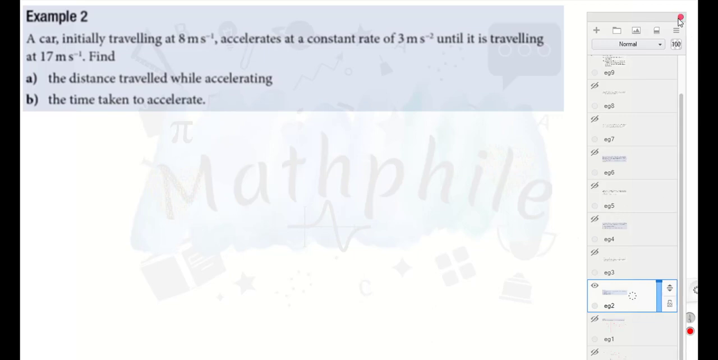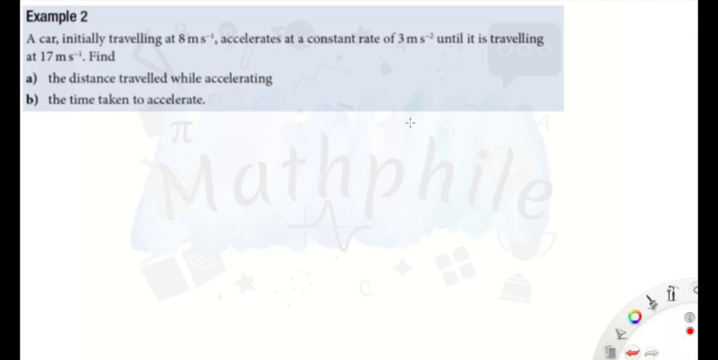Try your hands on this one first, then I'll come in. A car initially traveling at 8 meters per second accelerates at a constant rate of 3 meters per second squared until it's traveling at 17 meters per second. Find A, the distance traveled while accelerating, and B, the time taken to accelerate.